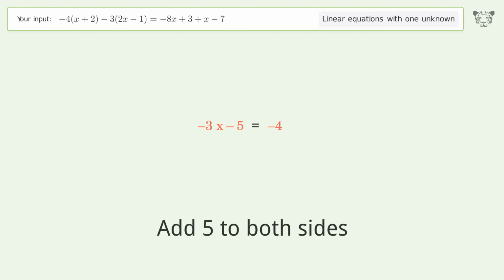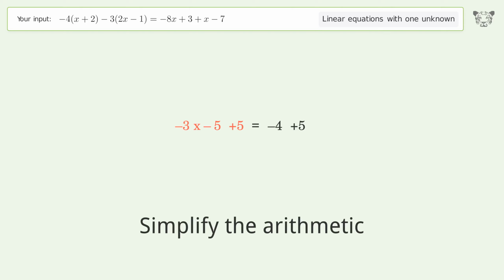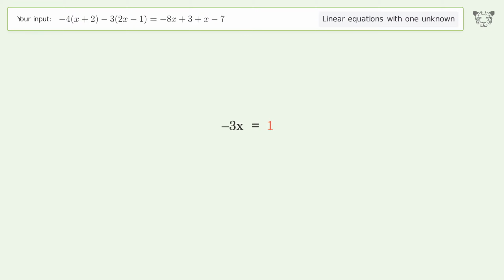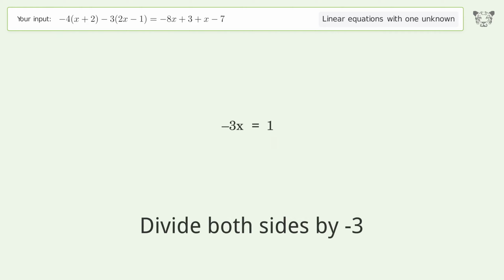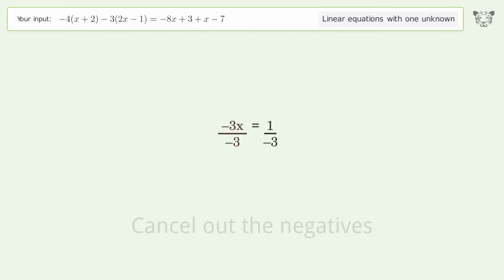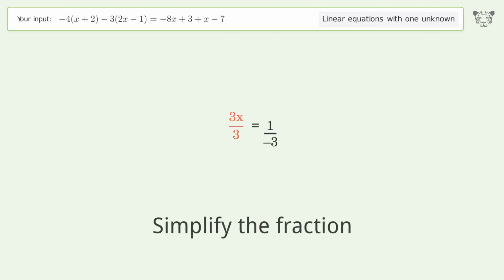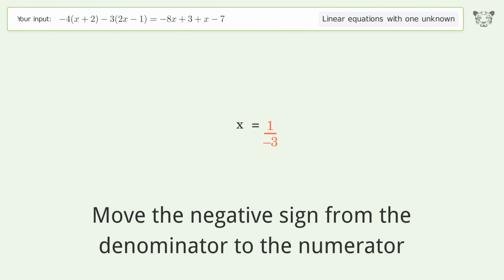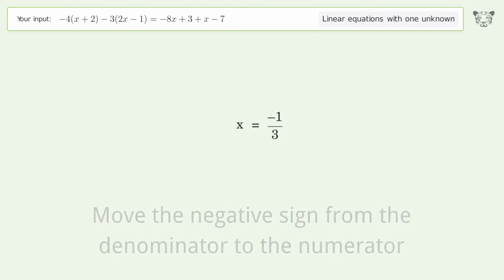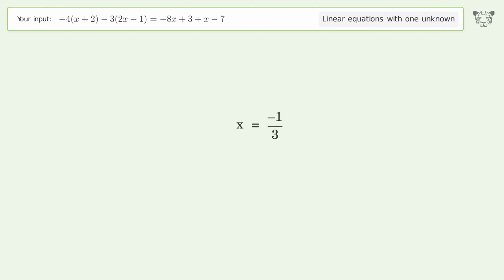Add 5 to both sides. Simplify the arithmetic. Isolate the x. Divide both sides by -3. Cancel out the negatives. Simplify the fraction. Move the negative sign from the denominator to the numerator. And so the final result is x equals -1/3.